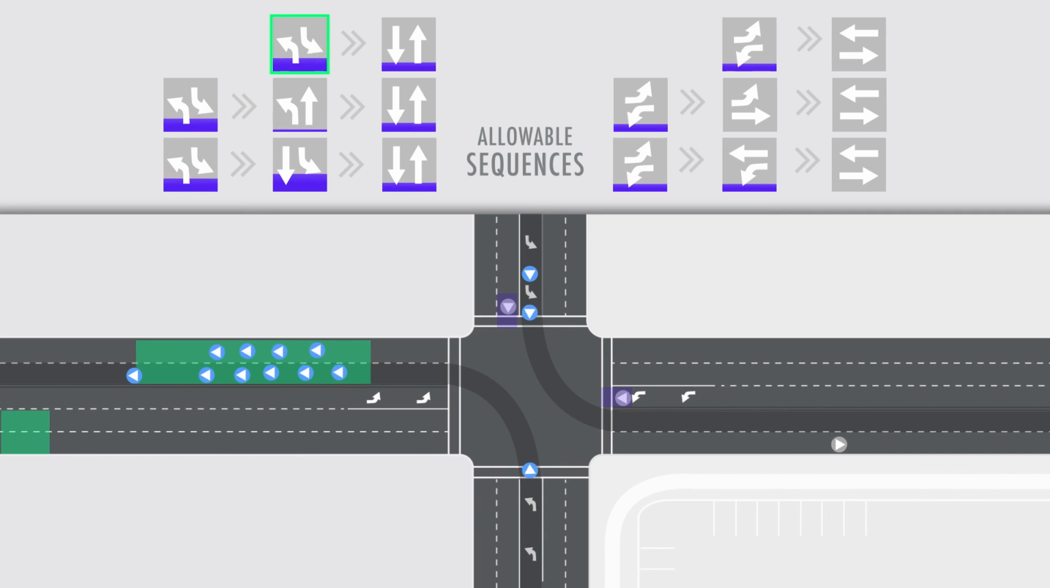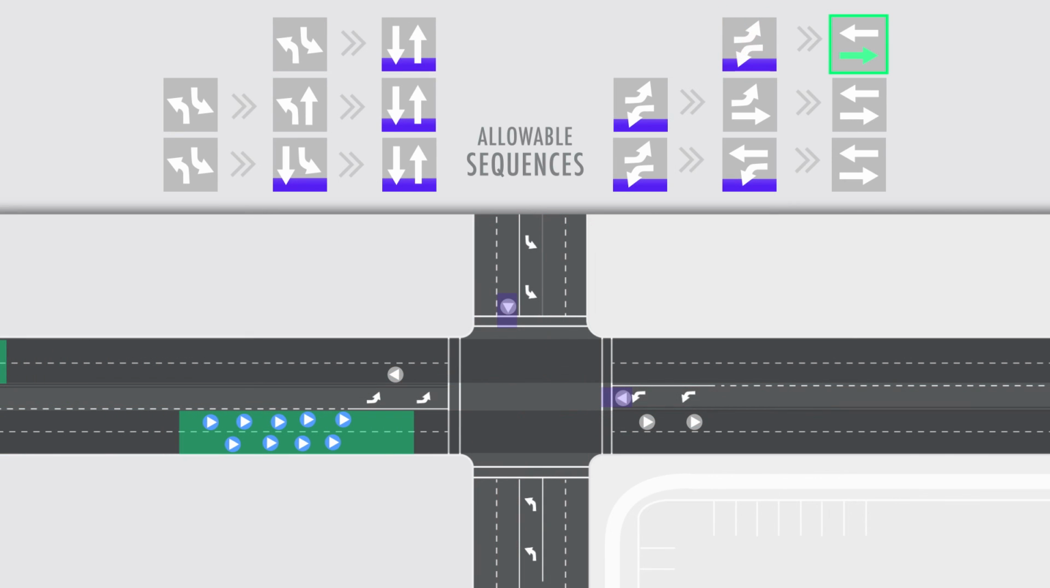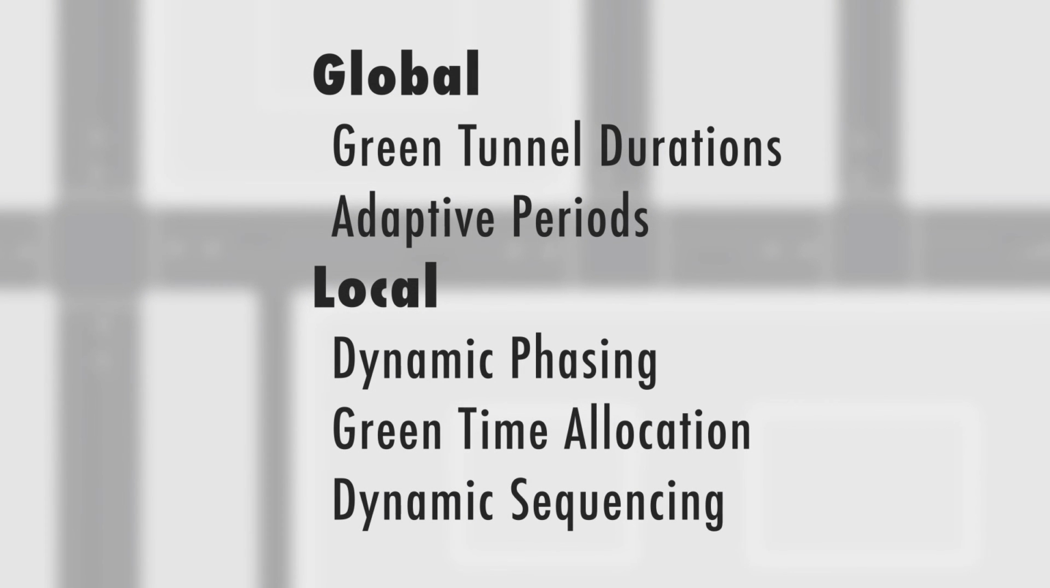InSync crosses the barrier, serves the demand, and arrives back to serve the eastbound green tunnel. The 5 components explained in this introduction demonstrate how InSync achieves its patented intelligent actuation process.